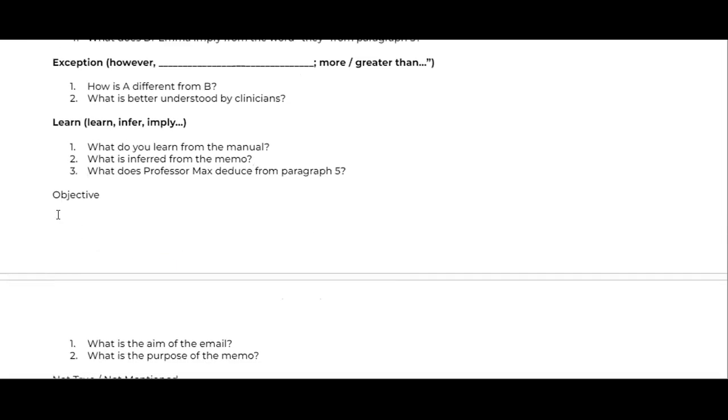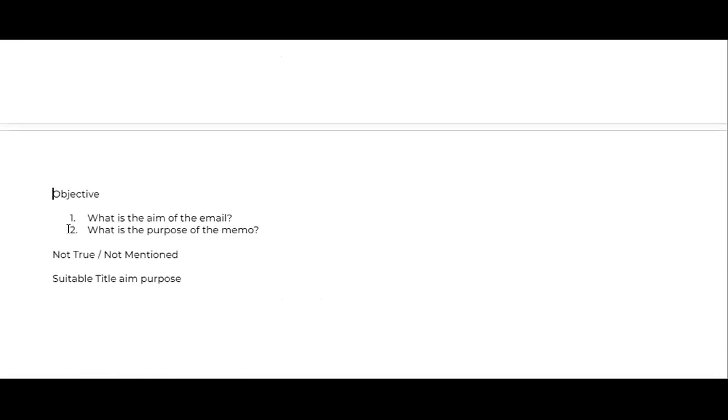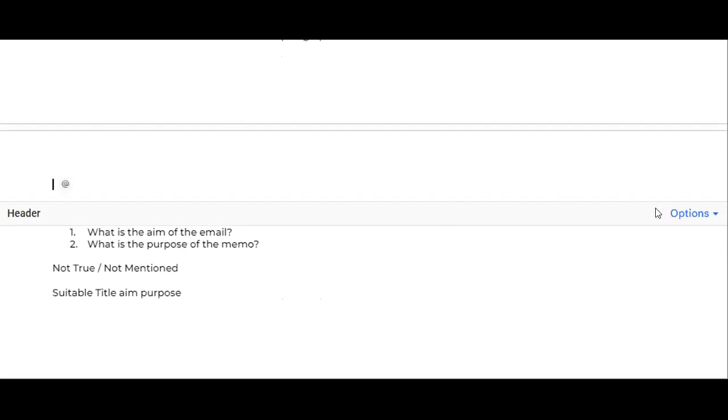Then we have others like objective type questions. What do you mean by objective type questions? Objective types are: what is the aim of something? What is the objective? What is the purpose of the memo? So very, very clear. You can find this one. Understanding the type of questions is one of the very important parts of this.